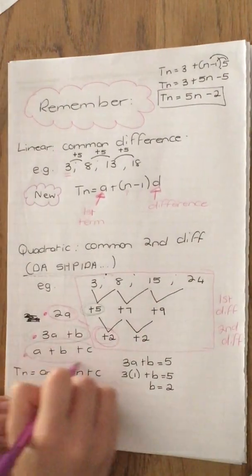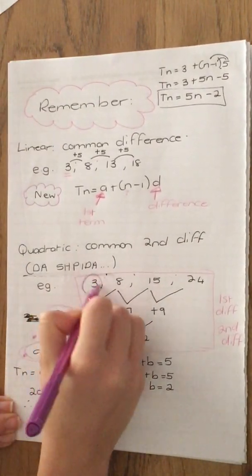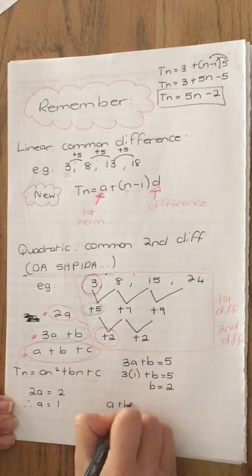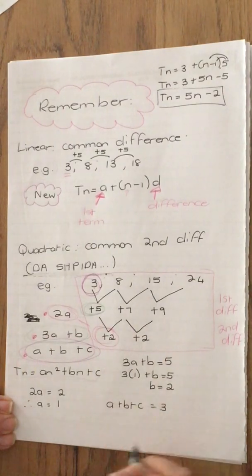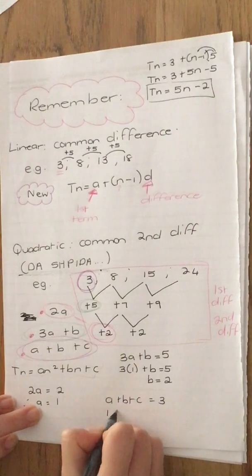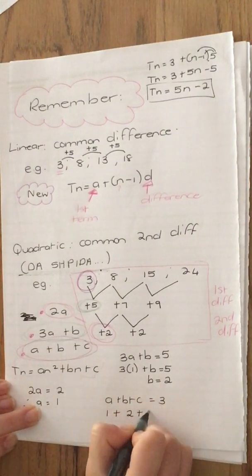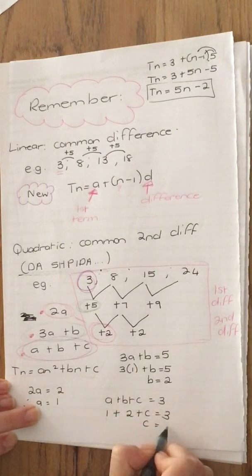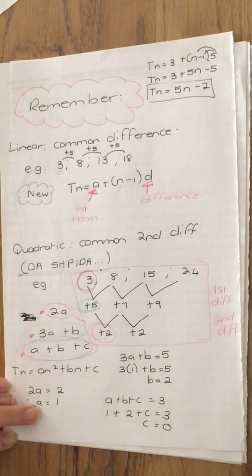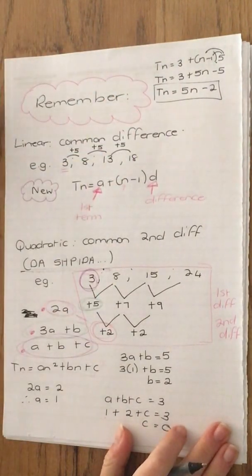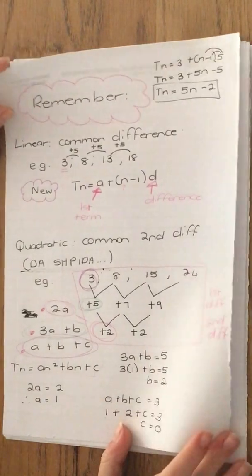And then your last one is A plus B plus C, which you go all the way back to the top, which is 3. So we know A plus B plus C is 3. But do not forget, we calculated A and we calculated B. A is 1 and B is 2. So if I want the C alone, I must take the 1 plus 2 over, so C will just become 0. Okay, so this is just a little bit of revision on what your formulas are and how you work them.